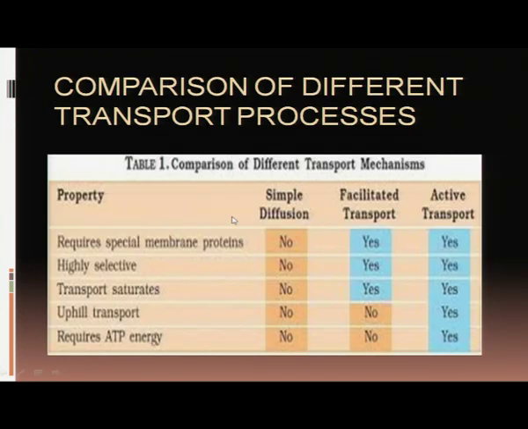So, let us compare the different mechanisms that we have studied: simple diffusion, facilitated transport and active transport. As we can see, diffusion does not need special membrane proteins, but facilitated transport and active transport need the membrane proteins, and because of the presence of membrane proteins, they are highly selective because the proteins are specific in their functions, and the transport can saturate also. When all the protein molecules along the membrane are occupied, the rate of transport will become saturated.